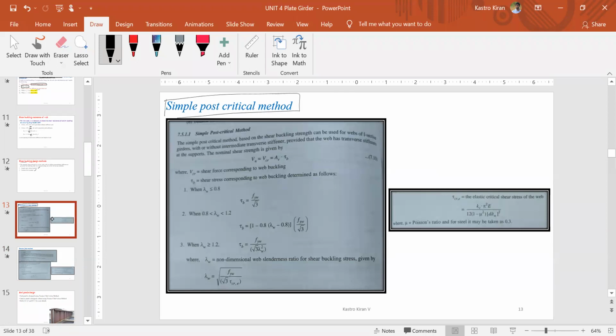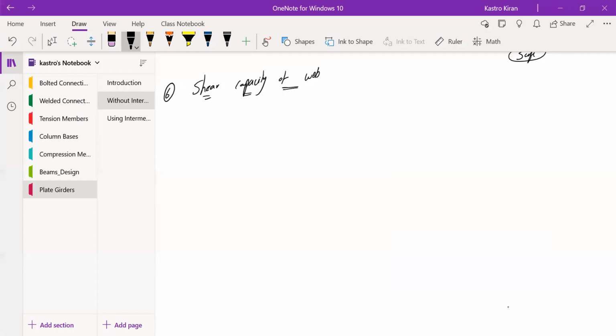When they specifically say to use only this method for the shear capacity, then you can go for that particular process. But since nothing is specified in our problem, we are going to design the shear capacity of the web by using the simple post-critical method. So we'll be using this method.